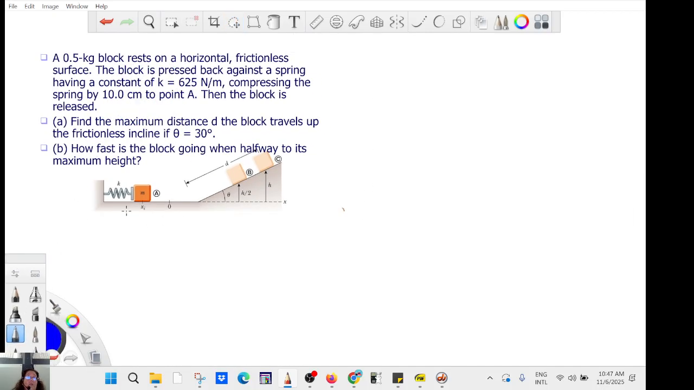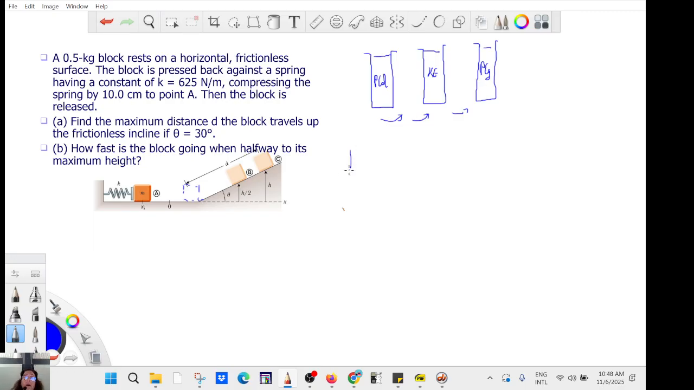So total energy before, everything is elastic potential energy. And then it's going to go to kinetic energy. When it's here, it's all kinetic energy. The spring is not compressed anymore. And then all that will go to potential energy, but gravitational.